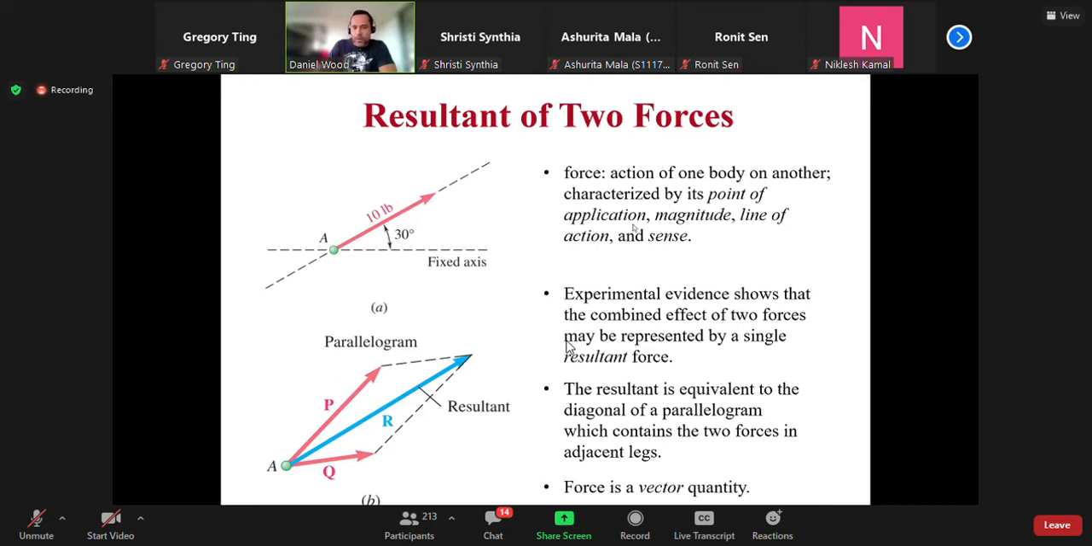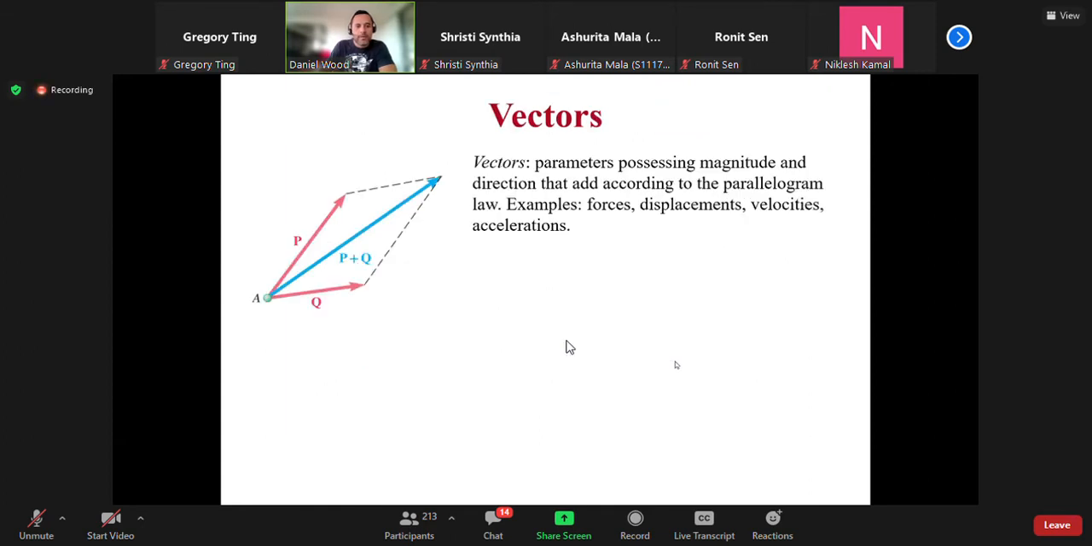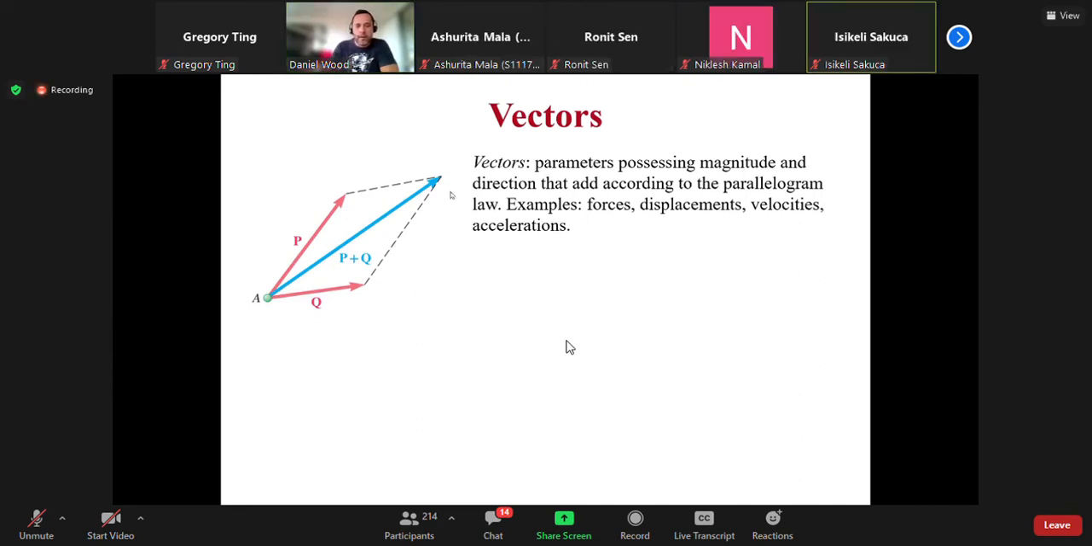Force is a vector quantity, which I explained up here again. Let's go on here. So vectors are parameters possessing magnitude and direction that add according to the parallelogram law. Examples are forces, displacements, velocities, and accelerations.